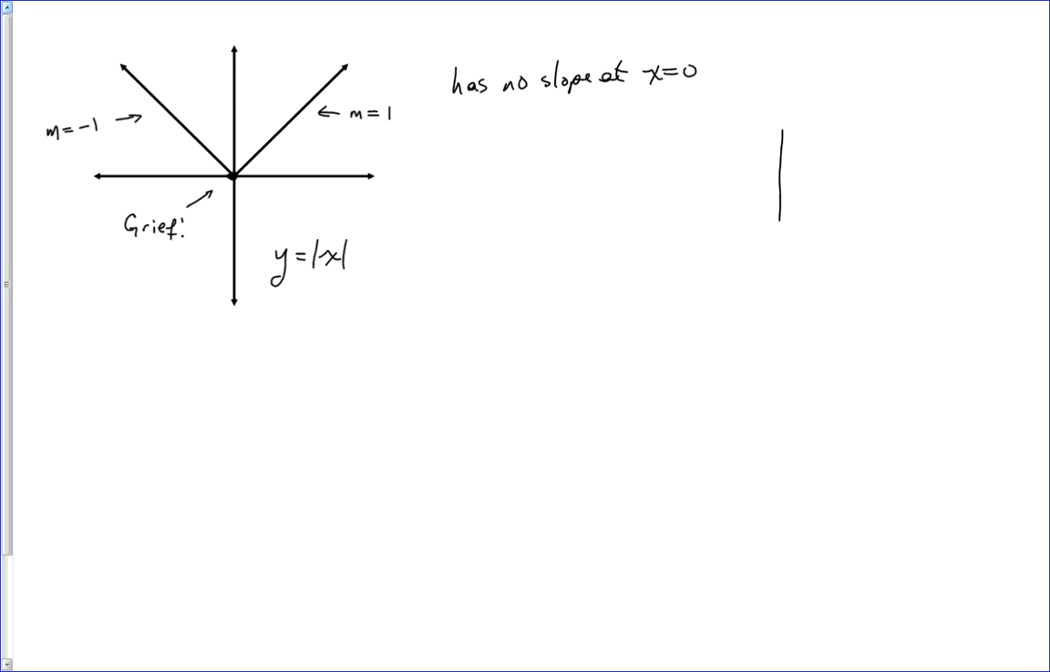Now, if this had been y equals x squared instead, then it would have been fine, because the graph of y equals x squared is a parabola. And as you can see, the slope will smoothly change all the way around this. So this would be okay.